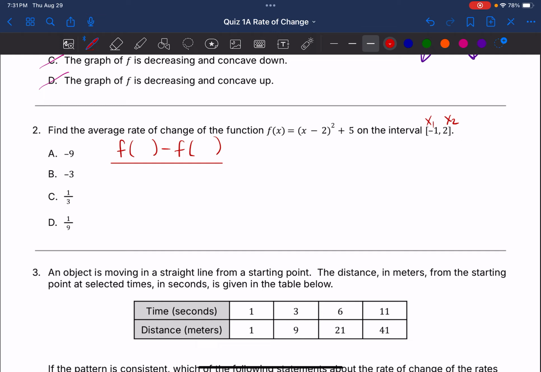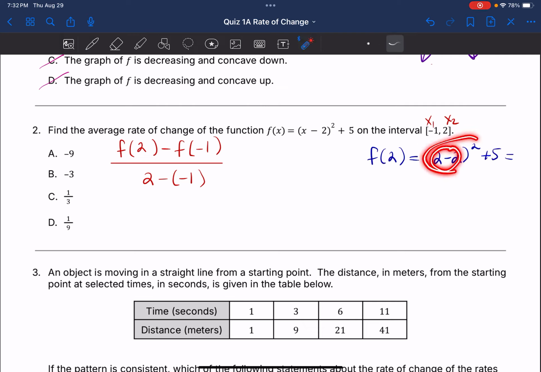So if I'm using 2 and -1 here, so I'm going to have 2 minus -1 at the bottom, I need the y value at 2 minus the y value at -1. So I'm going to have to figure out what those 2 things equal. The way we do that is by plugging here. So I'm going to do this off to the side. If I want to find f of 2, I would plug in 2. So 2 minus 2 squared plus 5. Well, the inside here is 0. 0 squared is still 0, and then plus 5 is 5.